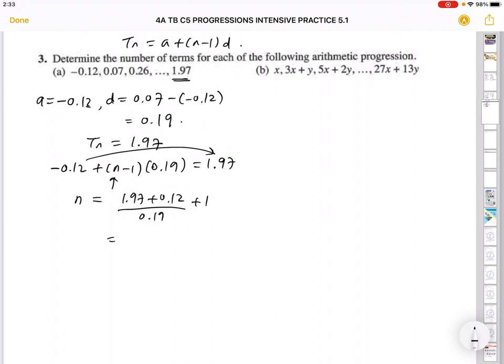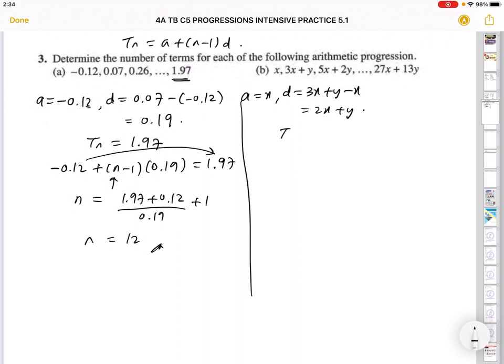11 plus 1, your n is 12. Yeah, I think it's easier that way. Okay, all right. Part B: a is x. Common difference is 3x plus y minus x, which is 2x plus y. Now, my last term, Tn, is 27x plus 13y.